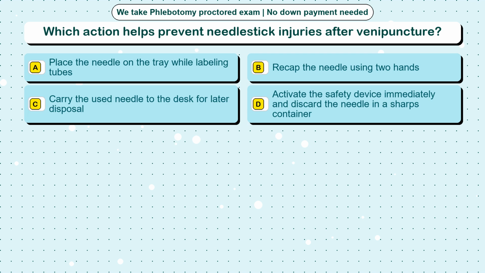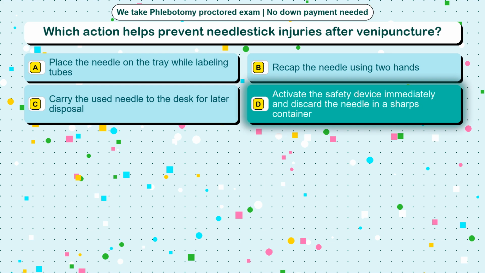Question 19. Which action helps prevent needle stick injuries after venipuncture? Option A. Place the needle on the tray while labeling tubes. Option B. Recap the needle using 2 hands. Option C. Carry the used needle to the desk for later disposal. Option D. Activate the safety device immediately and discard the needle in a sharps container.